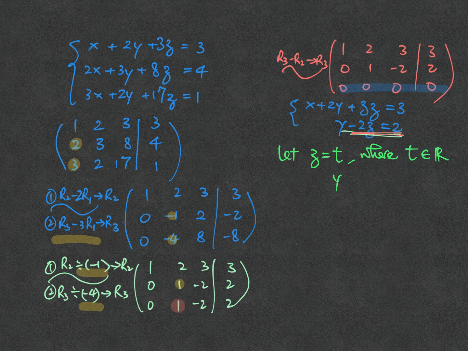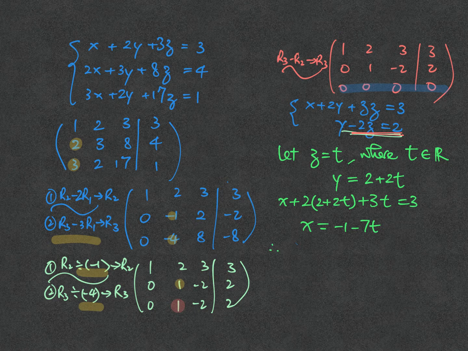According to the same equation, you have y = 2 + 2t. So this is the new look of y, which is the solution. Next, we put it back into the first equation. We have x + 2 times y, that means 2(2 + 2t), plus 3 times t, equal to 3. As a result, x carries a solution which is equal to -1 - 7t. So that's why we say (x, y, z) = (-1 - 7t, 2 + 2t, t) is the solution.